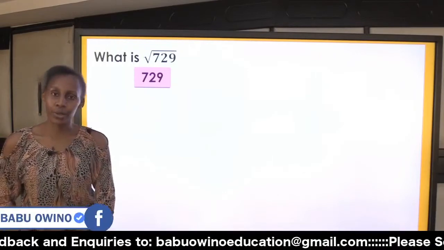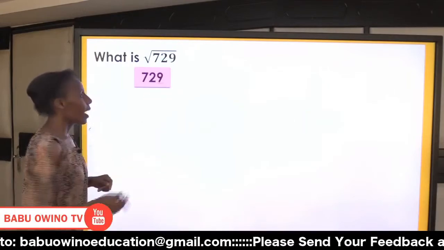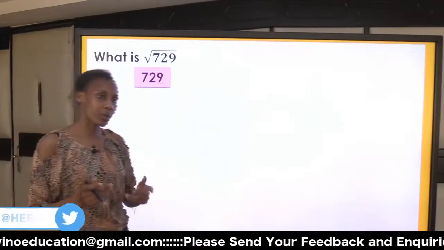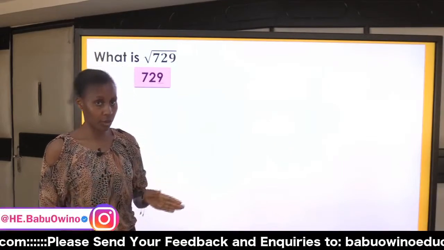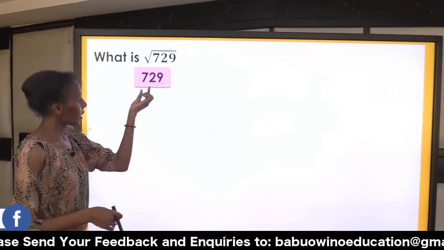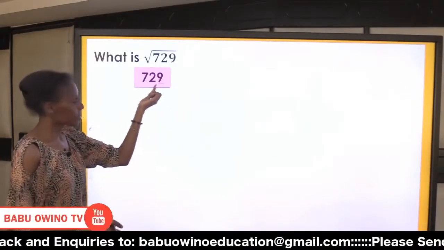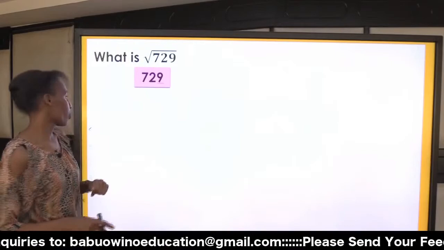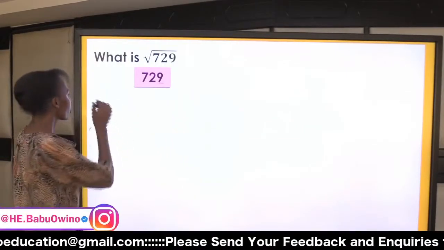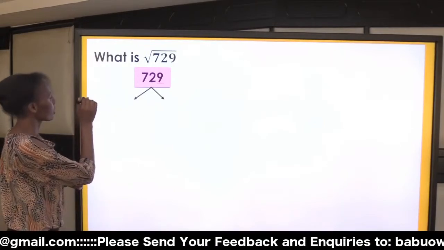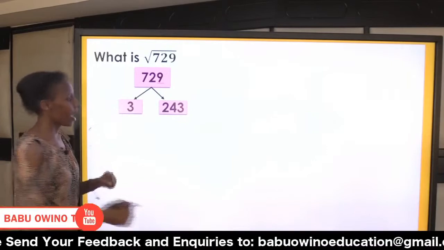729, we try with 2. It cannot work because it's an odd number. Remember, an odd number is that number you cannot divide with 2 and not get a remainder. But if it's an even, you divide by 2 and there is no remainder. So this is an odd number, so 2 is out of question. We go to the next prime number, which is 3. So 729, when you divide by 3, you get 243.